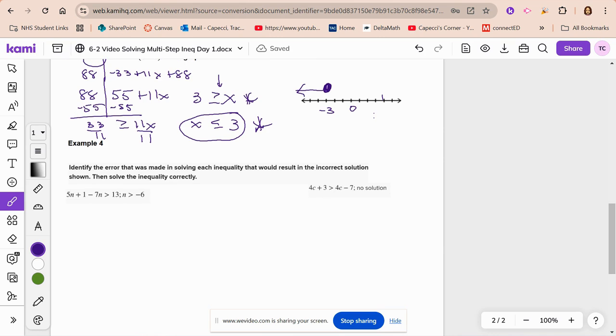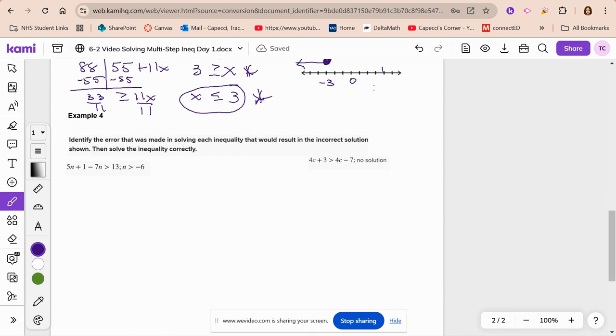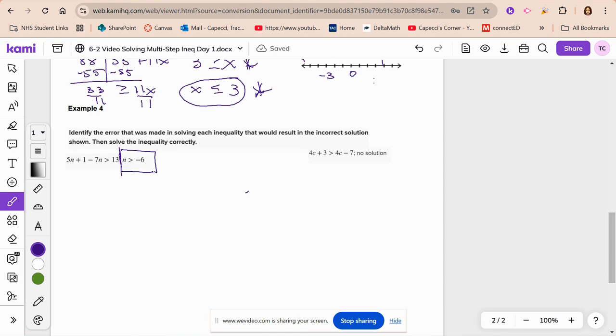Okay, now let's see what it says in example 4. It says identify the error that was made in solving each inequality that will result in the incorrect solution shown. Then solve the inequality correctly. Well, here is my inequality. My answer here was n is greater than negative 6. So let's just figure out what happened. I'm going to combine my like terms first. I end up with negative 2n plus 1 is greater than 13.